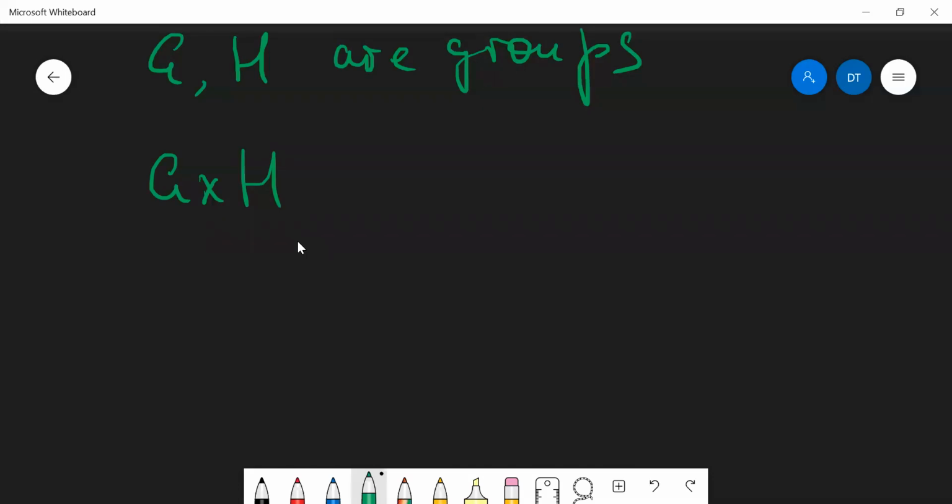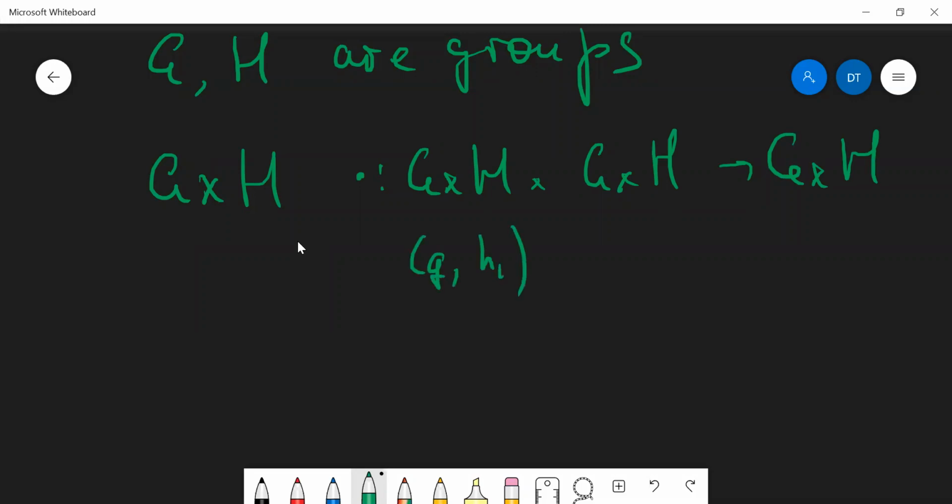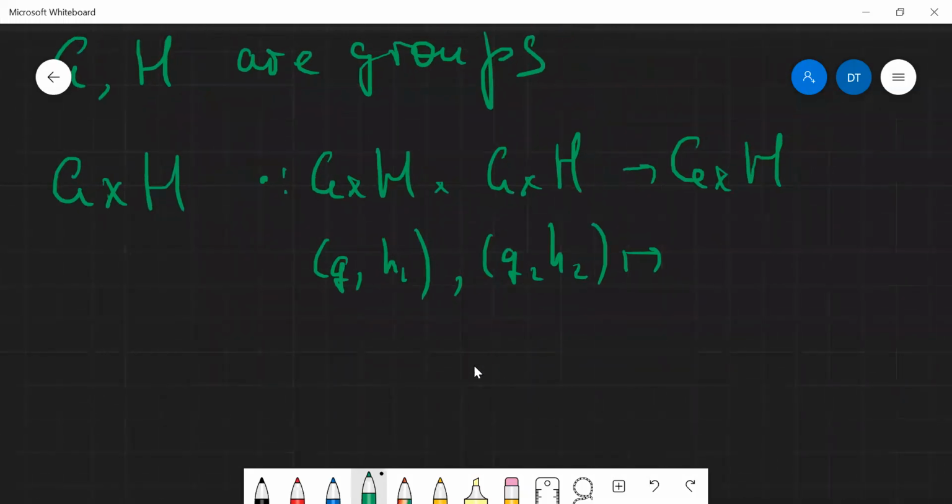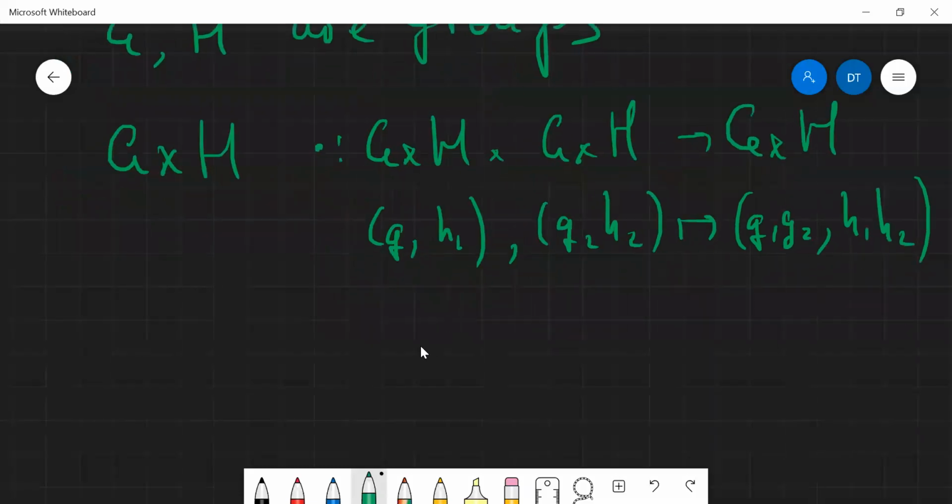And now I want to show you the operation here. What is the operation here? The operation is a rule of this form. It takes a pair G1, H1 and another pair G2, H2 and computes a third pair, which is called the product. And the rule is this: you just multiply G1 and G2 and separately multiply H1 and H2. This is how you compute the product.